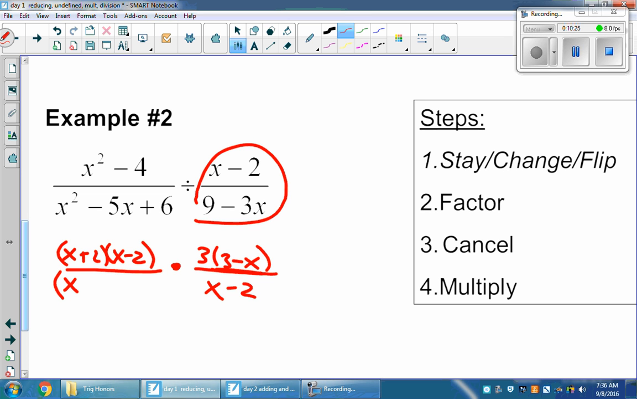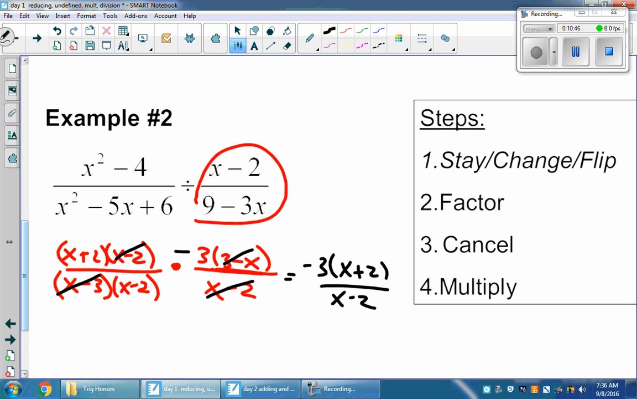X squared minus 5x plus 6. I'm going to say a negative 3, negative 2. Here comes the trick. Bang, bang, negative 1. Put it on top. X minus 2, x minus 2. No, x plus 2. We're done. Negative 3, x plus 2 over x minus 2.